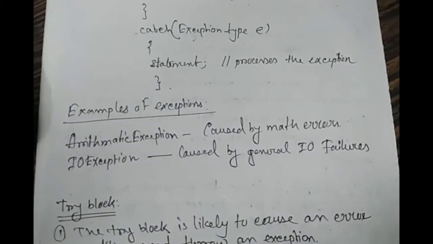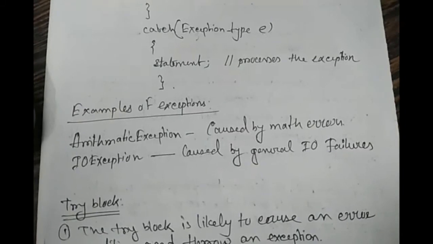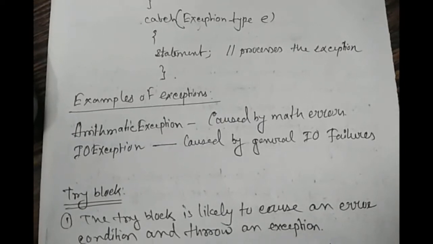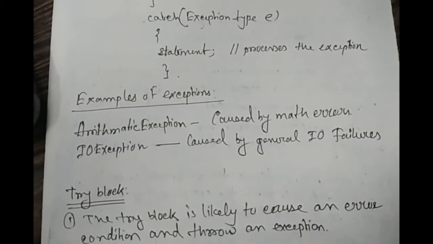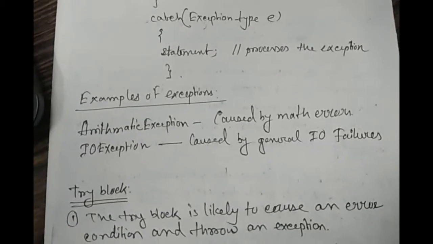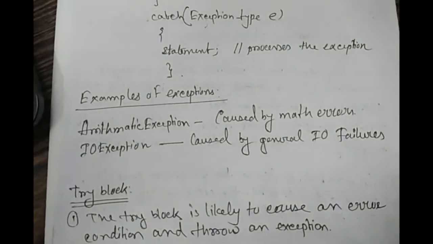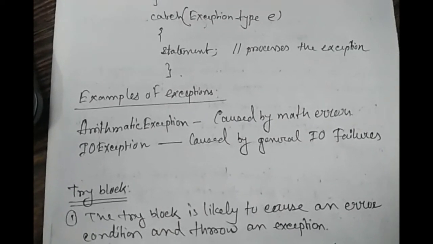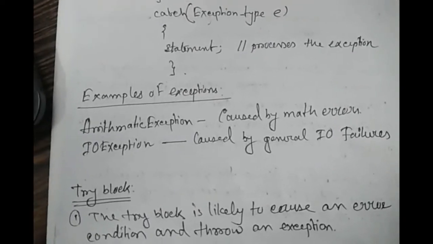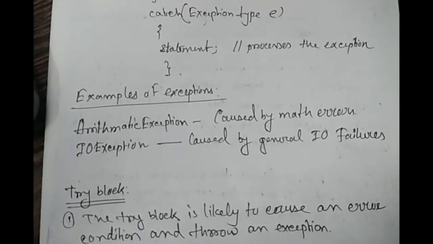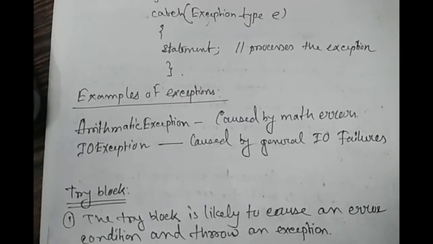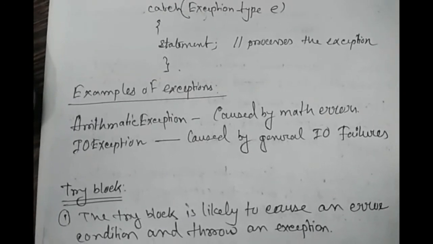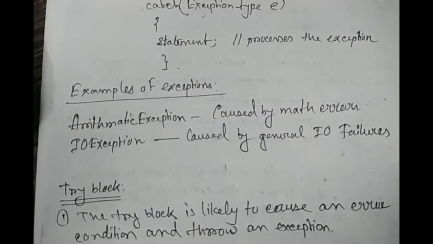So now there are two examples of exceptions. One is arithmetic exception. Arithmetic exception is caused by math errors, and IO exception is caused by general IO failures. So many types of exceptions are there. That is, file not found exception is there, array index out of bound exception is there, null pointer exception is there. So we will discuss these types of exceptions in the next class.